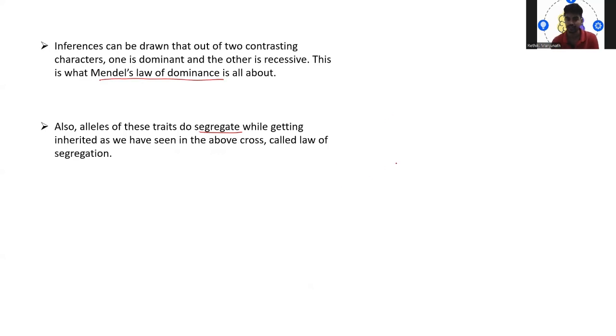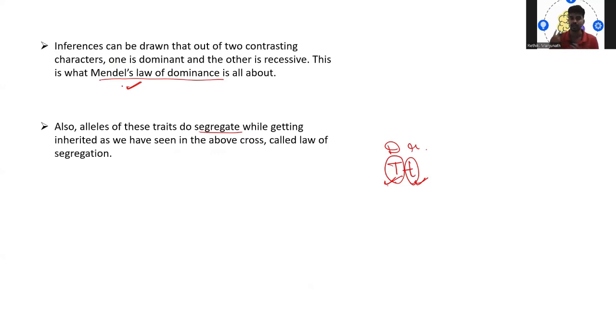Say if it is capital T and small t, they are the two contrasting characters. One is dominant and the other one is recessive, right? So capital T will be the dominant over the small t. That is what the law of dominance is all about. One of the characters will be the dominant and the other character will always be recessive.